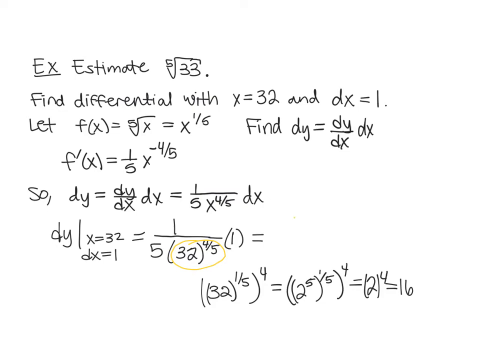So we have 1/5 times 16, and then multiplied by 1. So that's 16/5, which is 3.2... so 1/5 times 16 gives the value of our differential dy. Okay, now that's what our differential is.